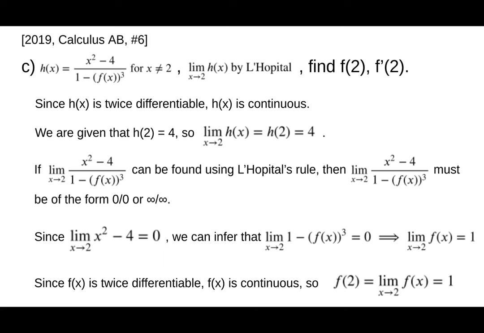All right, since f is twice differentiable, f is also continuous. So, f of 2 has to be the limit of f of x as x approaches 2, which is 1. So f of 2 is equal to 1.